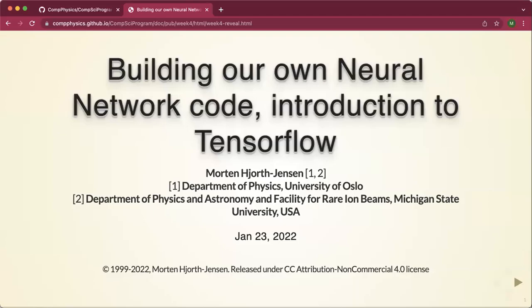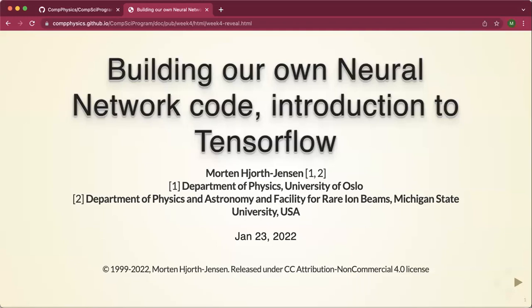So, hi everybody. This is the continuation lecture of where we started last week. The aim today is actually to build a neural network code. And on the way, while doing this, we will also discuss some of the details, the mathematics of neural networks, their weak points, their strengths, and many, many other small details.